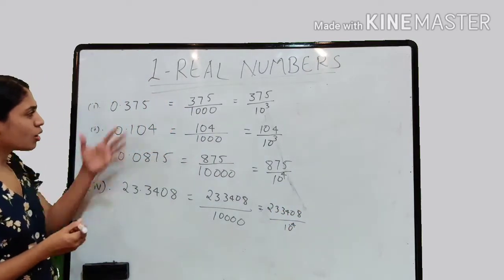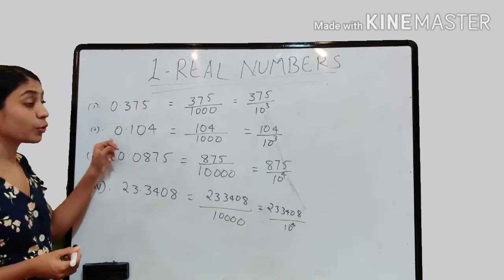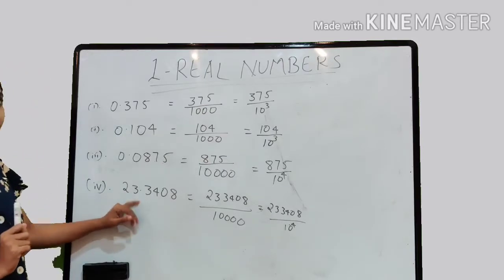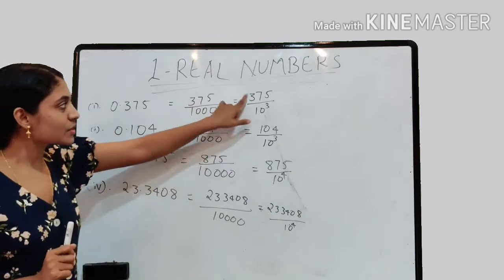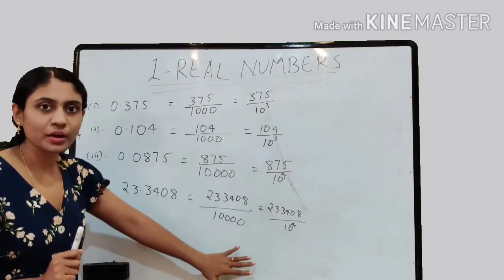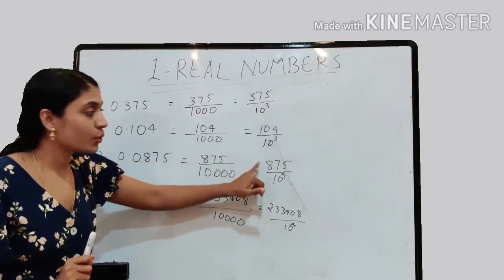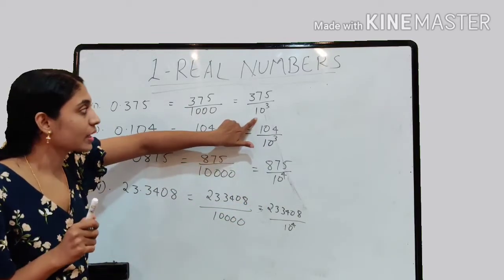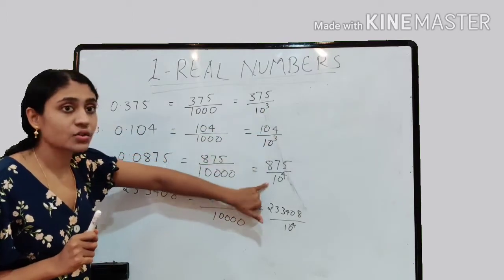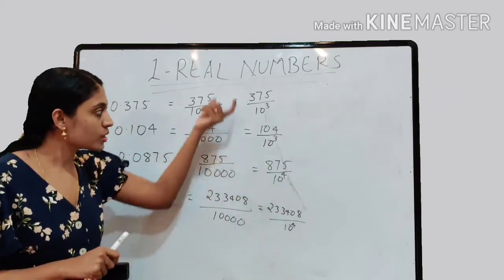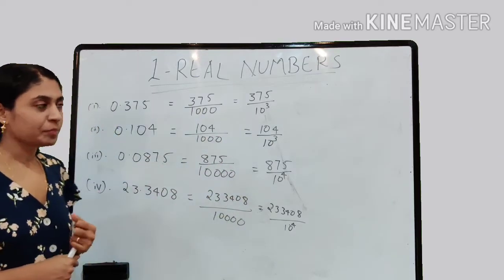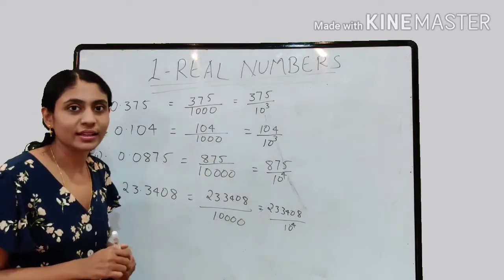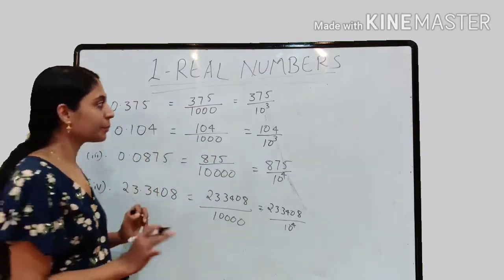That means all these numbers, 0.375, 0.104, 0.0875 and 23.3408, can be expressed as rational numbers, in p by q form, whose denominators are powers of 10. Look here, in each example the denominator is a power of 10: 10 raised to 3, 10 raised to 3, 10 raised to 4, again 10 raised to 4. Now we can try to cancel the common factors between the numerator and the denominator. These are just examples, okay?